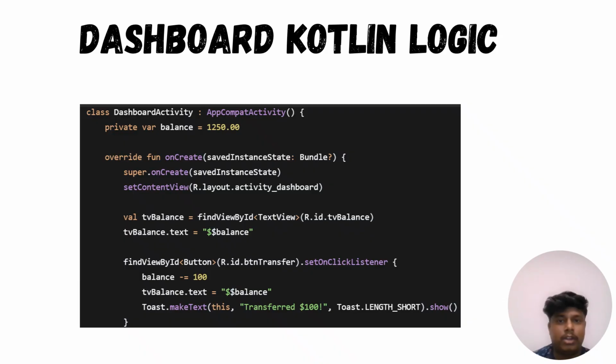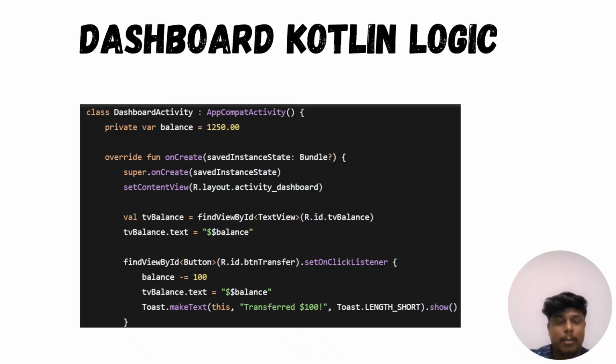Let's dive into the dashboard activity where we handle the core banking logic, private var balance. We declare a class level variable to store the user's balance, starting with some example data. Then tvBalance: we get a reference to the balance TextView from our XML layout, just like we did in the login screen. So "$$balance" displays the balance on screen.